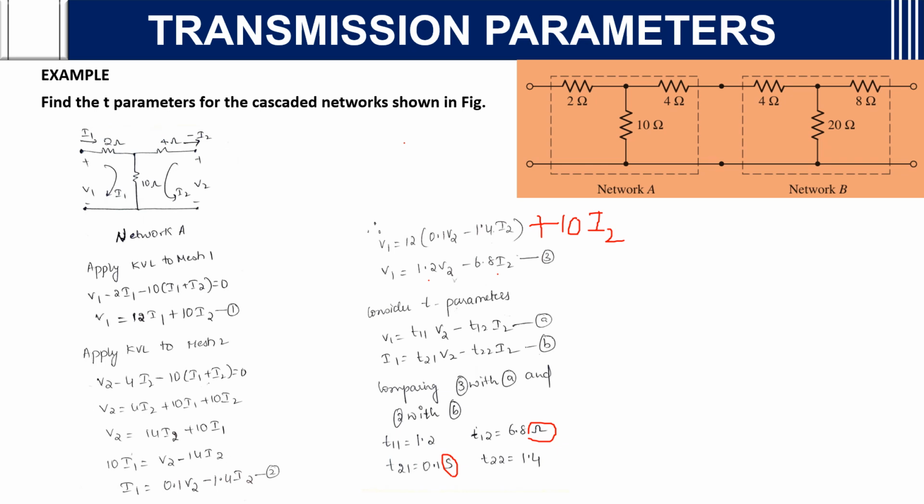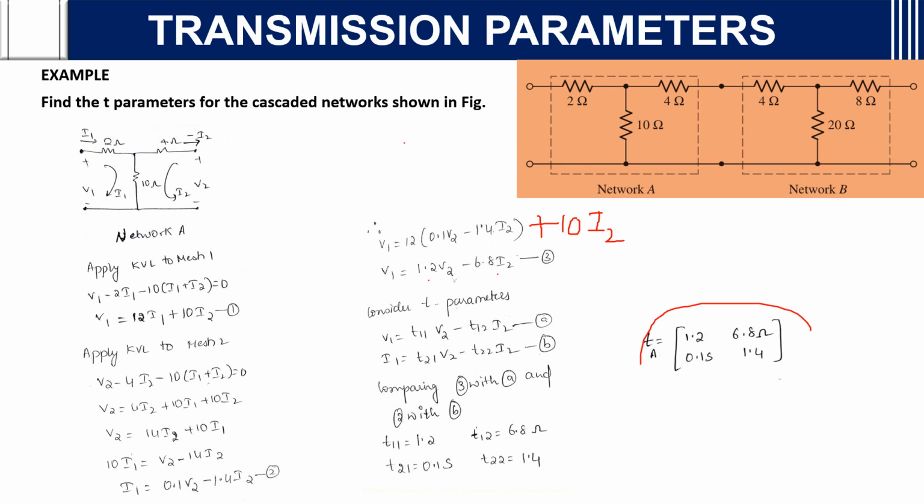Why? T11 is V1 by V2, so both voltages cancel, and there is no unit for this. For T12, it is V1 by minus I2, so it is V by I, and ohms is the unit. Then T21 is I1 by V2, so Siemens is the unit. For T22, it is I1 by minus I2, so both are currents with the same unit and cancel, so there is no unit for T22 also. You need to write the units, otherwise marks will be lost even for units. So units are compulsory.